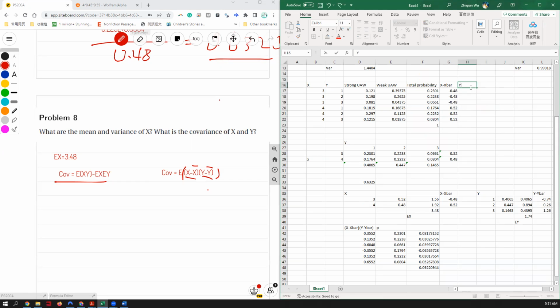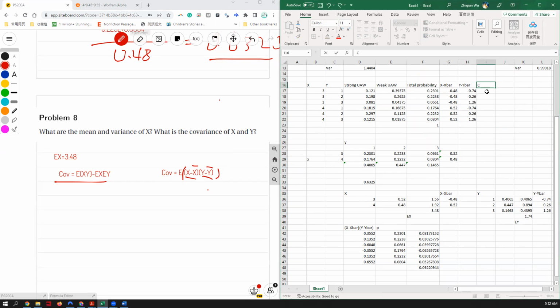And then y minus y bar is going to be equal to my y value minus my y bar, which is 1.74 for all of them. Oops, what did I do? And I drag them down. Okay, and then let's call this combine.